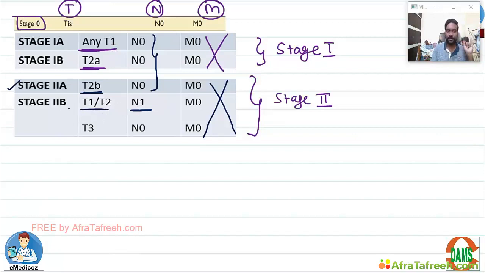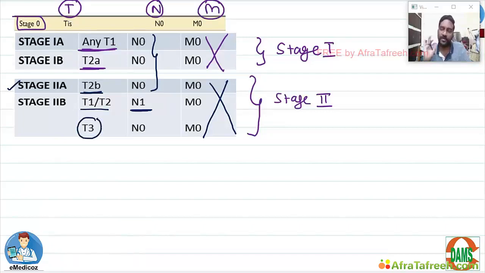Then coming to another stage 2B, now it is T3. Now the tumor is large. Irrespective of nodes, it can be called stage 2B. So what you should understand in stage 2B: if N1 is present with T1 and T2, a small tumor but lymph node involvement, it can be considered 2B. Or a big tumor with no lymph node involvement. So the tumor might be big, but still not disseminated into lymphatics. So it can also be considered as 2B.